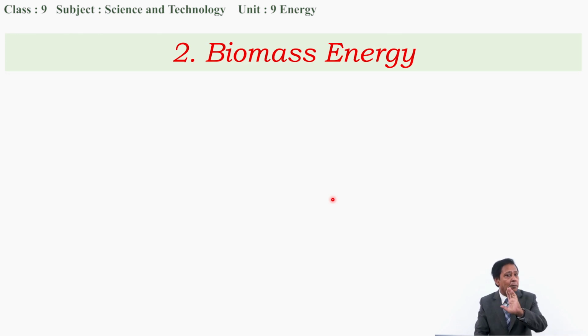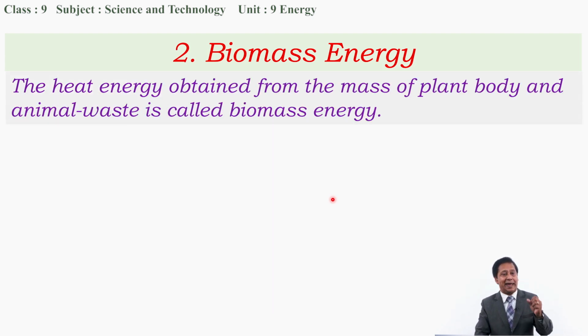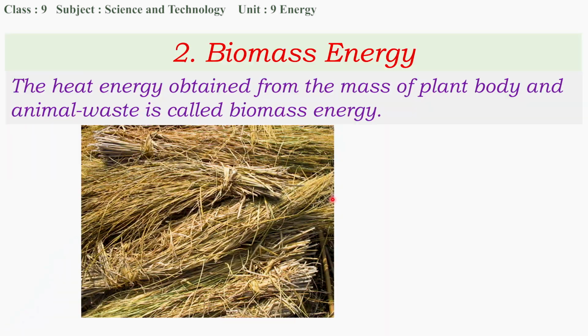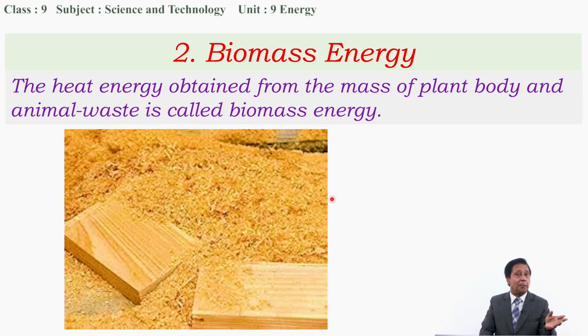I told you biomass energy. First, we have to remember what biomass energy is. The heat energy obtained from the mass of plant body and animal waste is called biomass energy. Do you remember what biomass is? In the previous class it also came, and I told you about this also. The straw is one of the biomass, maybe the straw of rice or the straw of wheat. And this is sawdust, which is also a biomass.